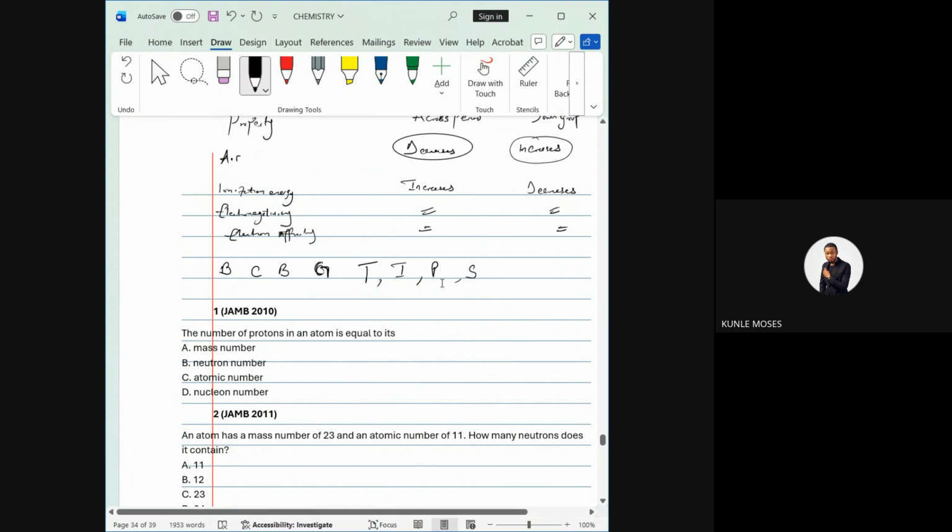Yes, biology and chemistry in 20 minutes, 40 questions. You have to be very fast. 20 questions each. That's 40 questions altogether. 20 is small. It's not so small.